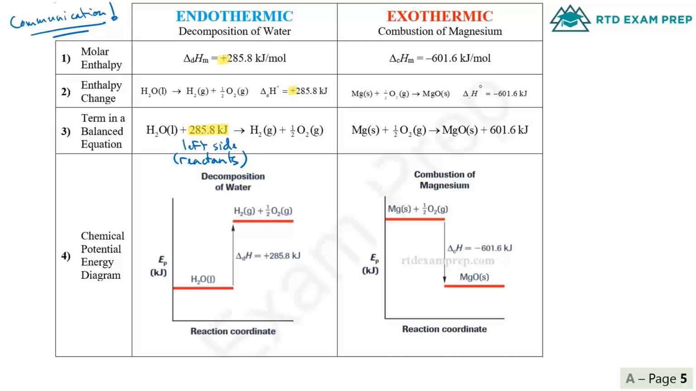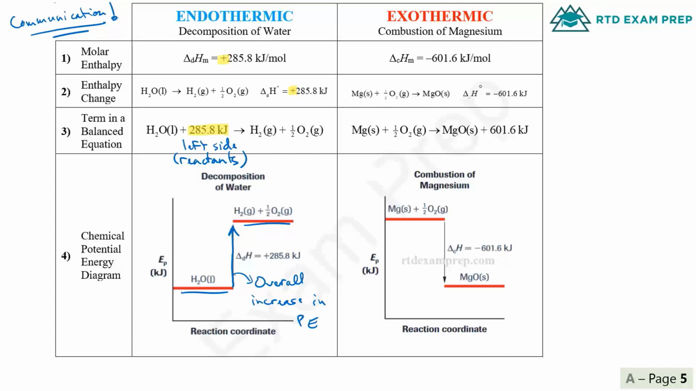We can also show a chemical potential energy diagram. What you should notice is that from reactants to products, we see an overall increase in potential energy. Because of this overall increase in potential energy, this is consistent with an endothermic reaction. Well, what about the exothermic side?